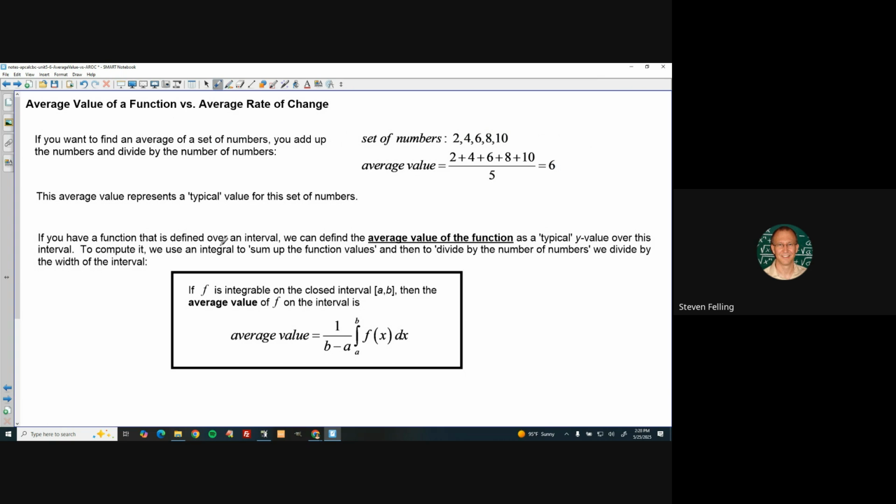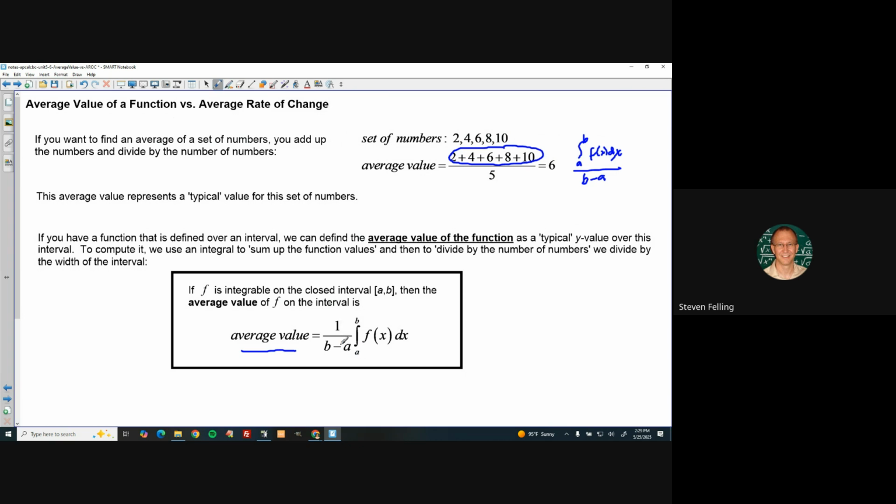So if you have a function that's defined over an interval, then the average value of the function also has to represent the typical y value of that function over that interval. So we have to do something equivalent to adding up the y values and dividing by the number of y values. Adding up the y values is done with an integral. We just take an integral from a to b of the y values of that function. Then to divide by the number of elements, well, technically you included a number for each of the x's in the interval, so you simply divide by the width of the interval, b minus a, and that is defined as the average value of the function on the interval from a to b.